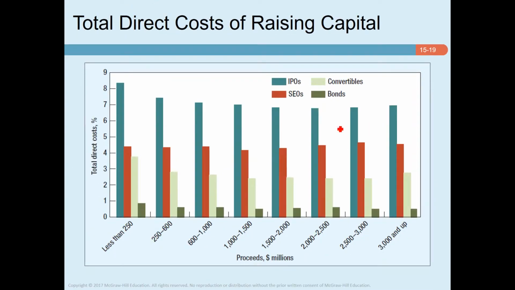So these are the costs of raising capital, and you can see these are for IPOs, convertibles, bonds, and state-owned organizations. And as expected, the direct cost of raising capital is highest in the case of IPOs, whereas it is lowest in the case of bonds, as we have also seen in the case of underwriting fees in the last slide.